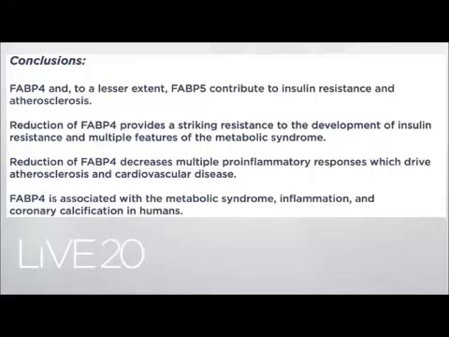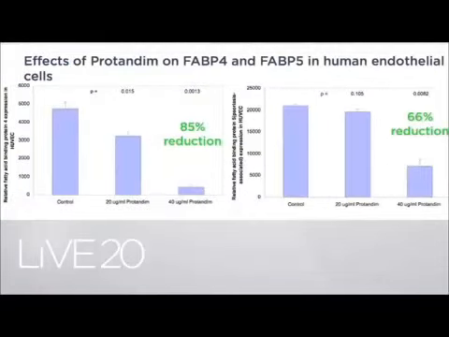What does Protandim do to it? On the left, you see the effect of Protandim on human cells in culture. The left bar is the control without Protandim. At 2 increasing concentrations of Protandim, you see an 85% reduction of this FABP4 gene product. The related one, FABP5, showed a 66% reduction in response to Protandim. The higher this gene is, the more likely you are to get metabolic syndrome, calcified arteries, and the related bad things that happen.